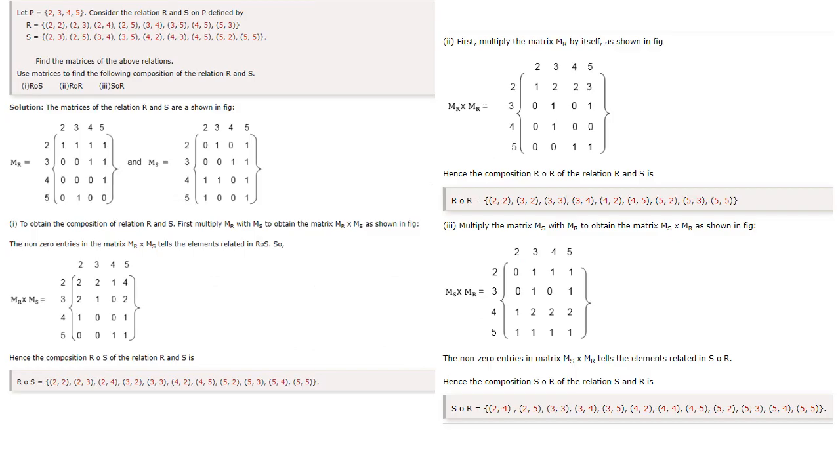Similarly, I have given another example over here. Here I have tried to find out R composition S. I have tried to find out R composition R. Remember, R composition R means the matrix MR will be multiplied by matrix MR, and S composition R means matrix MS will be multiplied by matrix MR. I am not going into details of this. You can pause the video over here, solve the example on your own, or you can study it over here. You can see what is happening, right?